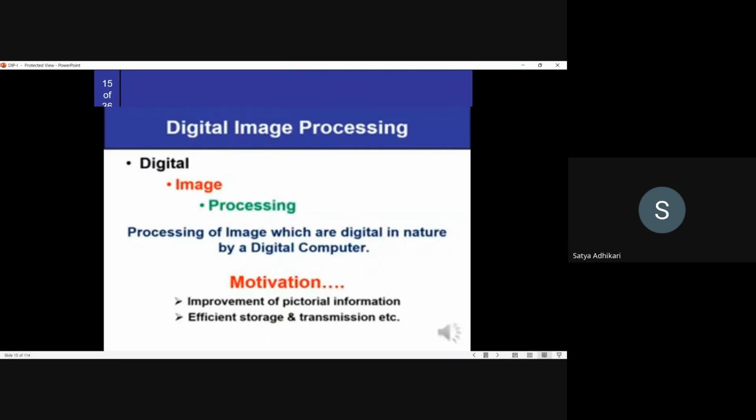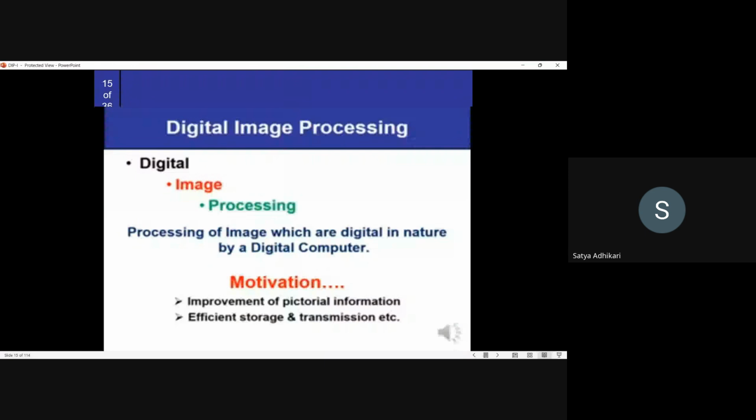So far we have discussed what an image is, what a digital image is, and the classification of images based upon color and based upon attribute.